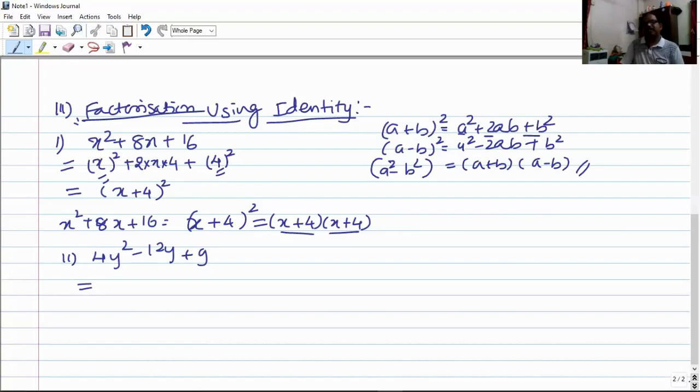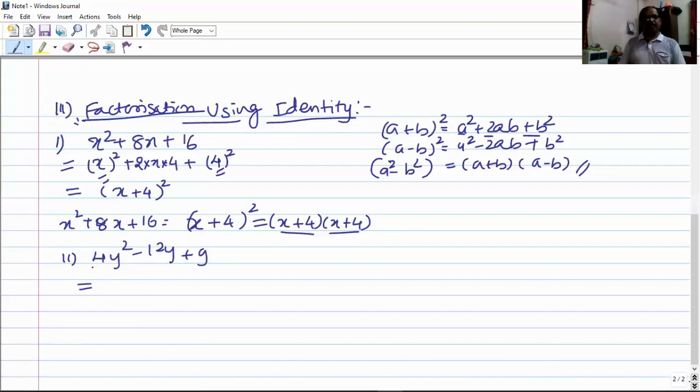The square terms are always positive, so we can consider the first and last terms as squares, and they can be a square and b square, right? And depending on the middle term we can decide which identity is applicable. Since here the middle term is negative, most probably we can use the second identity, that (a minus b) the whole square, which is equal to a square minus 2ab plus b square.